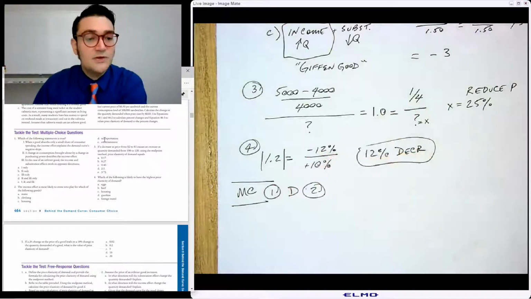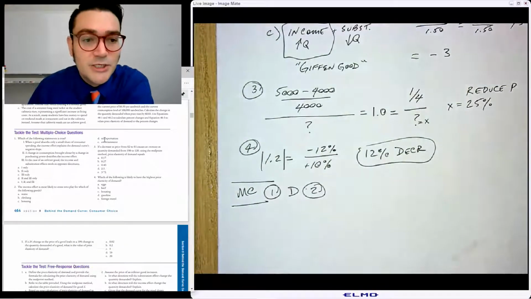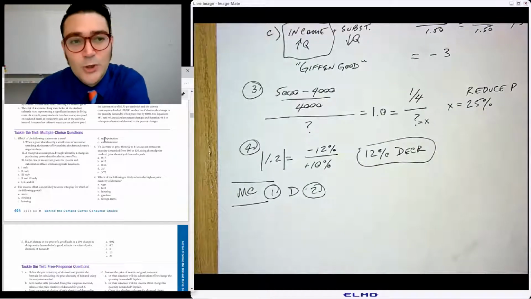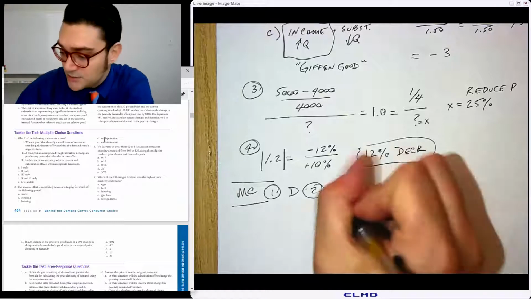Number 2 says the income effect is most likely to come into play for which of the following goods: water, clothing, housing, transportation, and entertainment. I'm kind of on the fence between housing and transportation. They're both large portions of people's income, but we can go ahead and say probably housing is bigger. So we would just say C.